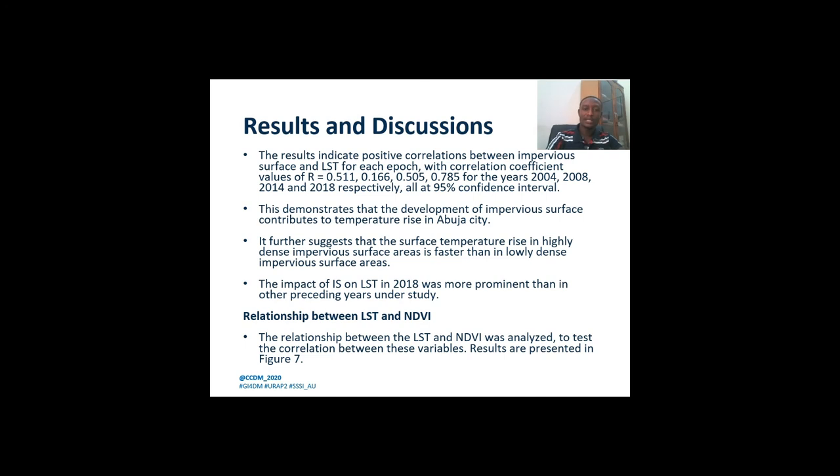The next result is the relationship between land surface temperature and the normalized difference vegetation index, that's the vegetation of the area. The relationship between land surface temperature and normalized vegetation index was analyzed to test the correlation between these variables, to see the effect that the vegetation in the area has on land surface temperature. The results are presented in the next figure, which is figure 7.